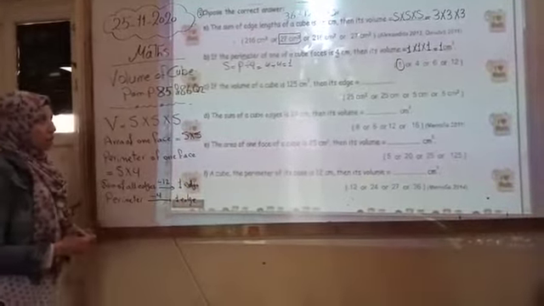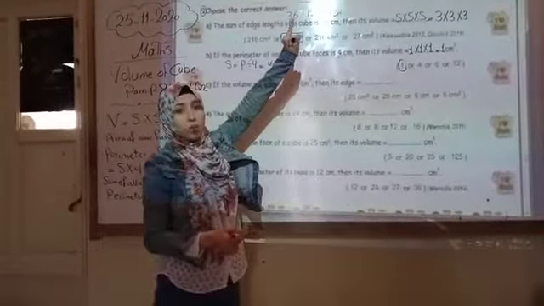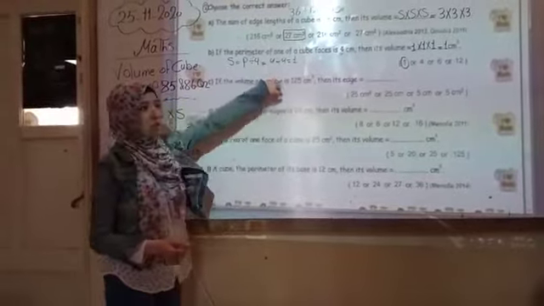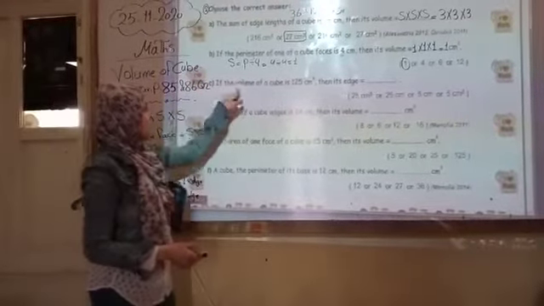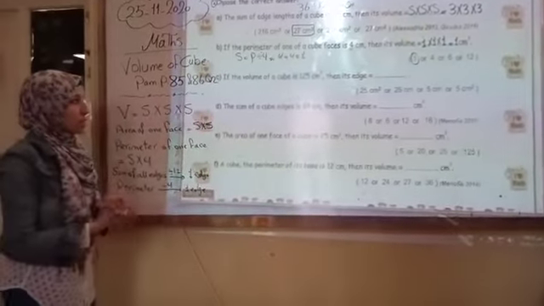Okay, primary, do you understand now? Here I have the sum of all edges, we make divide 12. Here I have the perimeter, we make divided 4. Here I have the volume. I want only the edge.